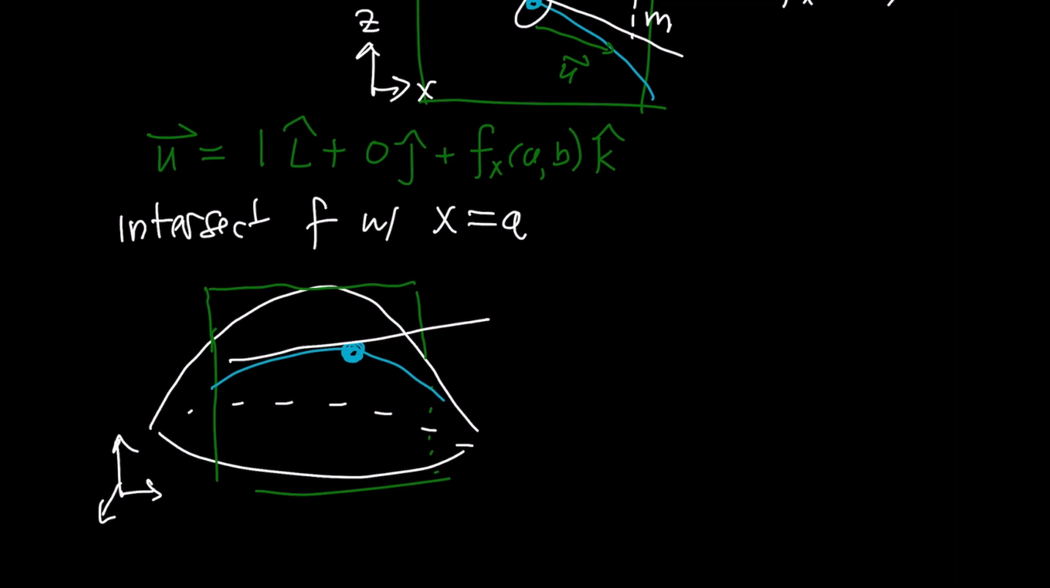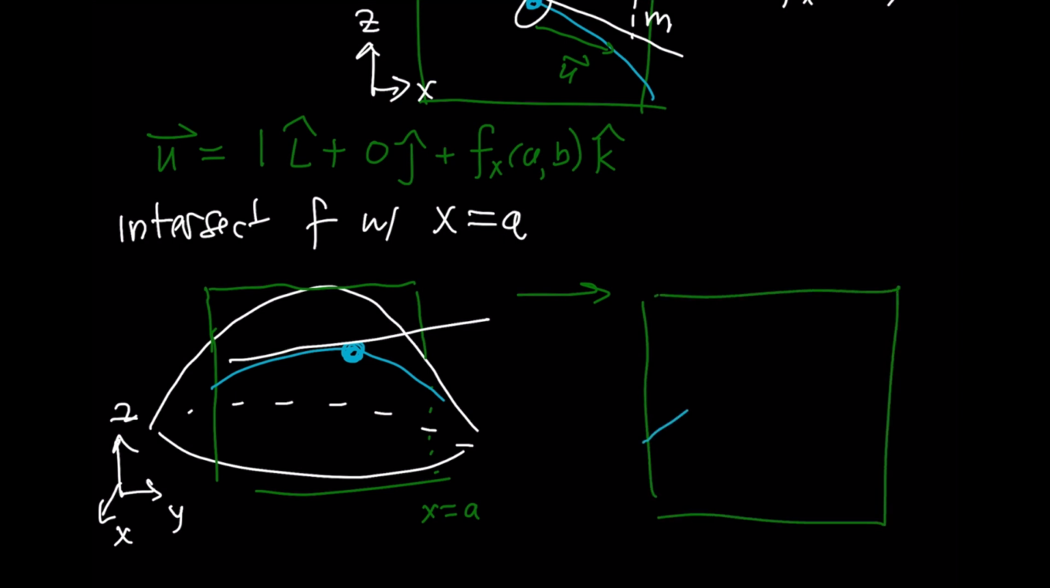So if I were to take this picture and draw it again, this is the plane x equals a. In this plane x equals a, there's a curve. There's the point that I'm interested in. There's a tangent line. And then there's a vector that points in the direction of that tangent line. That vector is called v.